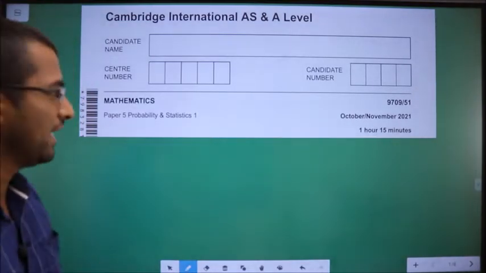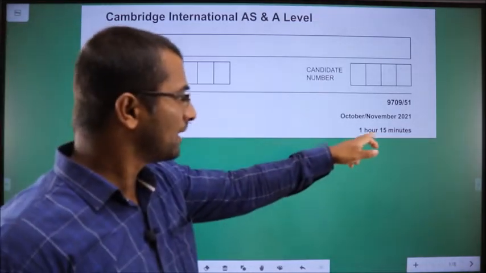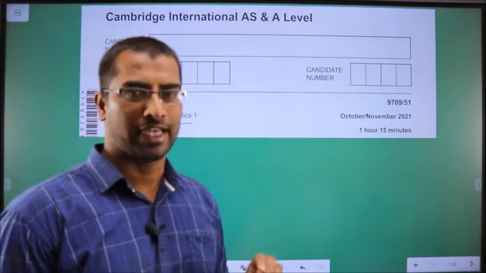I will be solving paper 5 probability and statistics 1, October November 21, paper code is 51.